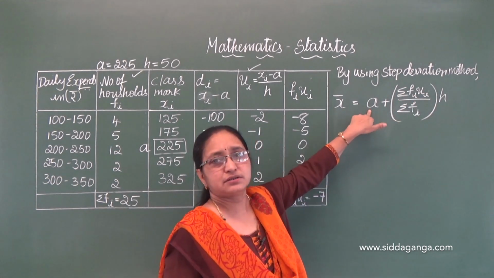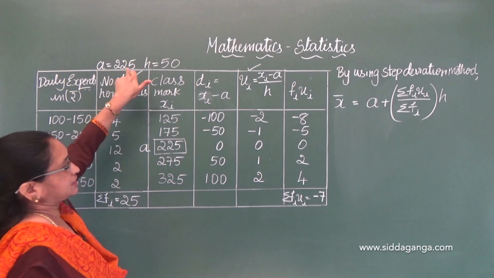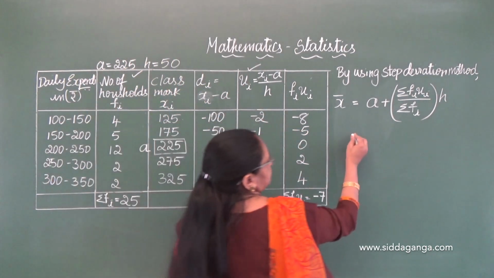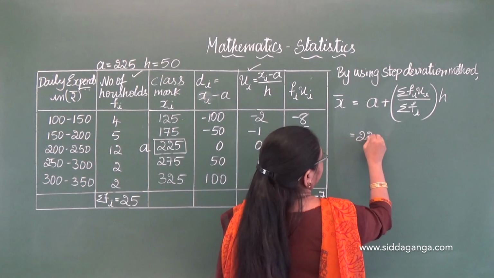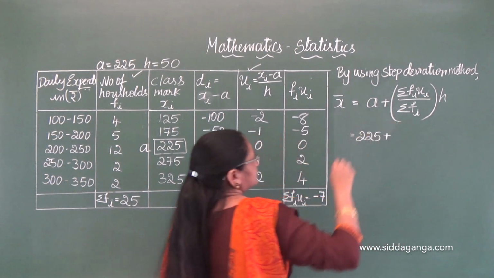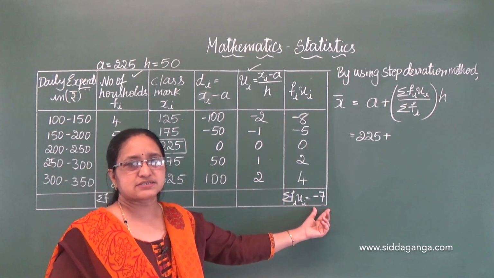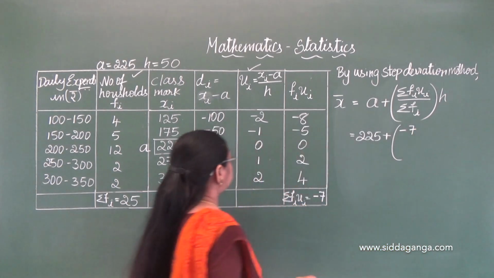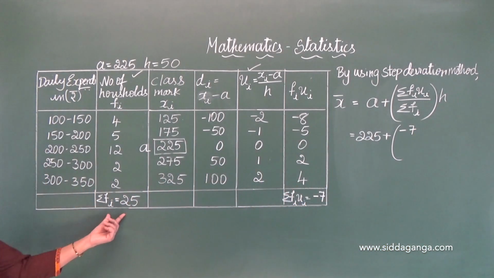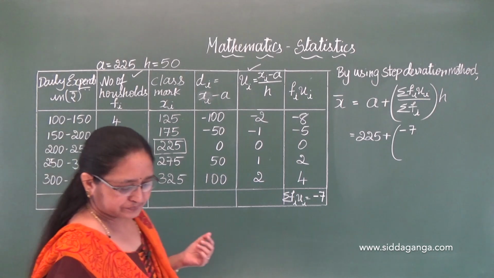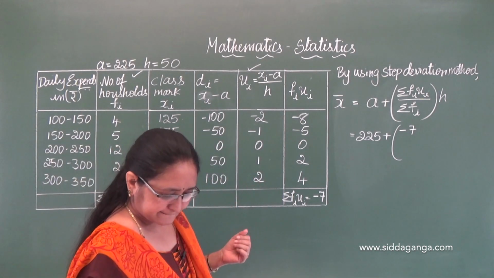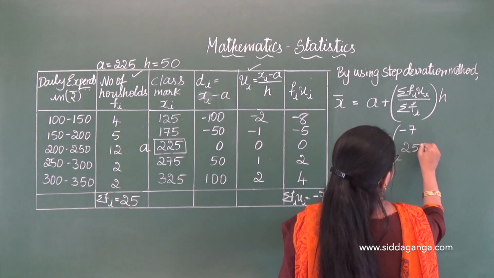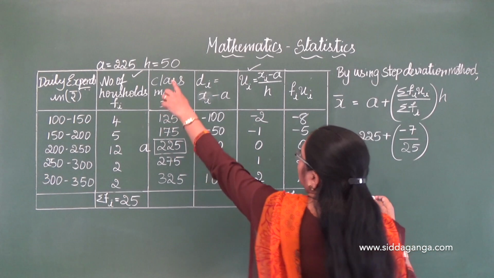Now, you all know each term, the value of each term you know now. Assumed mean, that is 225, assumed mean. So, if you write it at the top, it will be easy for you again. Okay. Assumed mean is 225 plus sigma Fi Ui is minus 7, bracket minus 7, and sigma Fi is 25. Okay. And H is what? 50.